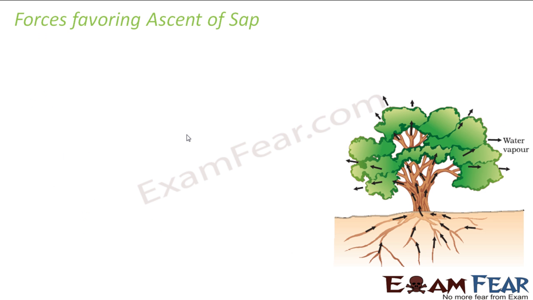Now let us look at the forces which favor this phenomenon of ascent of sap. The water which is taken from the soil and transported to the entire plant, where does that water go? How is that water utilized? About 1 to 2% of that water is utilized in photosynthesis, because in photosynthesis, carbon dioxide combines with water to form glucose in the presence of sunlight. But only 1 to 2% of this water is utilized in photosynthesis.